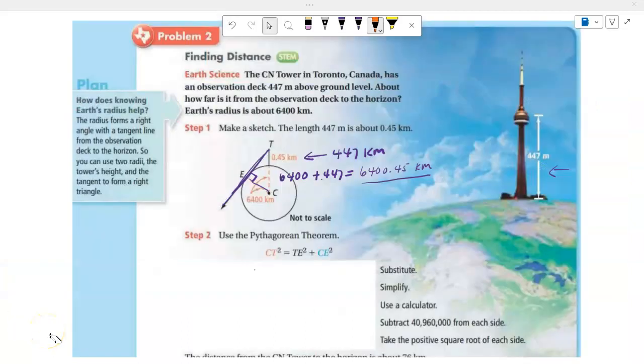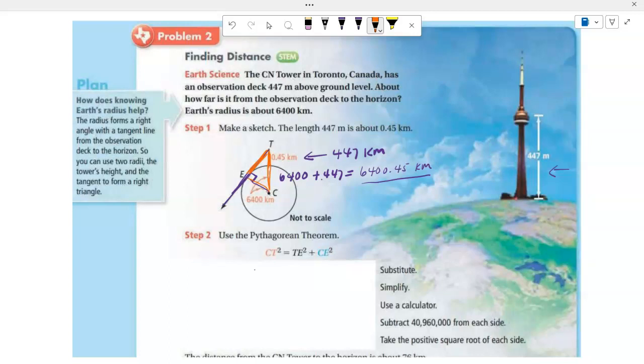The CN Tower in Toronto, Canada has an observation deck 447 meters above ground. About how far is it from the observation deck to the horizon? So here is the actual tower. This is the actual horizon. And this right here is the hypotenuse. And this is the radius that is perpendicular to the tangent line.